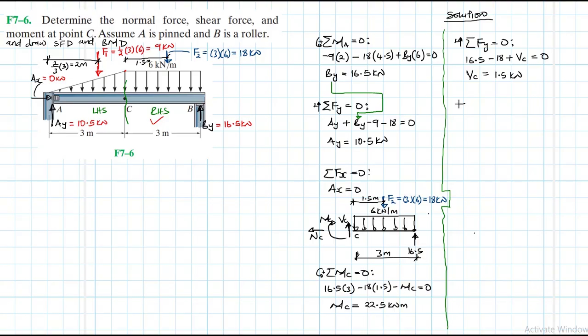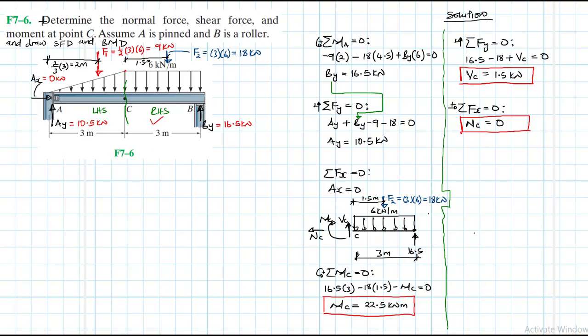And then finally, we have summation of forces in the x direction equal to 0. We know there is no load in that direction, and therefore our NC is just going to be equal to 0. We have found the moment at C. And then we have found our shear at C. And we found the normal force at C.